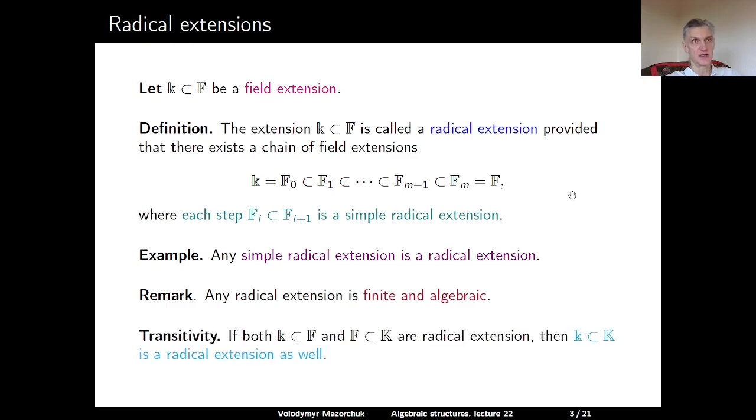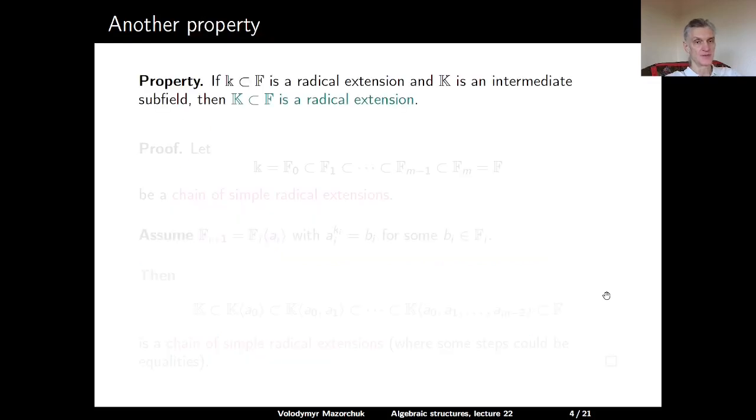Note the transitivity: if k inside F and F inside capital K are radical extensions, then little k inside capital K is a radical extension as well. Here's another property. Let k inside F be a radical extension, and let capital K be an intermediate subfield. Then the extension of capital K inside F is also a radical extension.